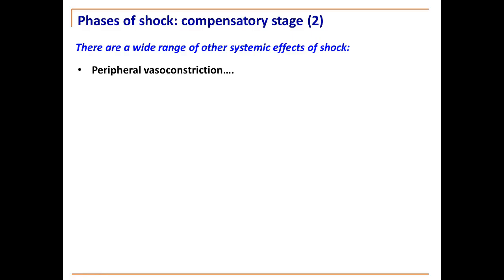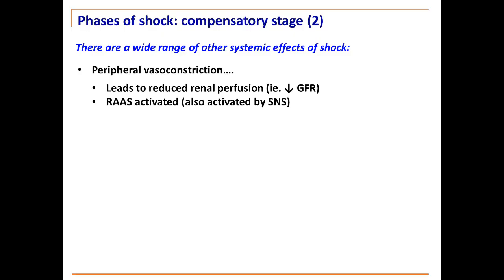So there are a wide range of other systemic effects of shock, like we've talked about. Another one of these is peripheral vasoconstriction, and we've talked about the mechanisms of that. You've got angiotensin 2, which is involved in it, and we talked about how renin is released, so that's the renin-angiotensin aldosterone system. And we also talked about how ADH is a powerful vasoconstrictor as well when it's released. So that peripheral vasoconstriction leads to a reduction in renal perfusion, decreased GFR, and activation of the renin-angiotensin aldosterone system.